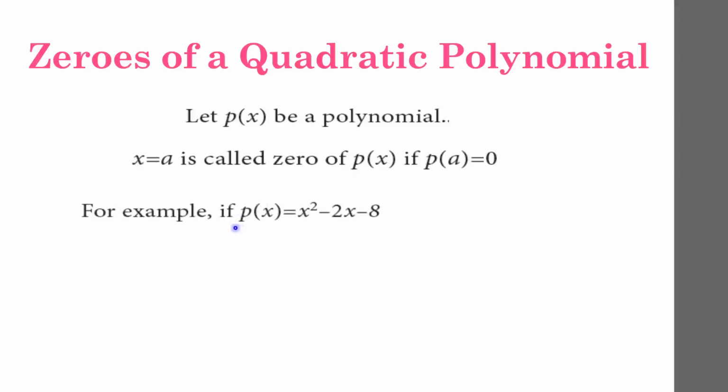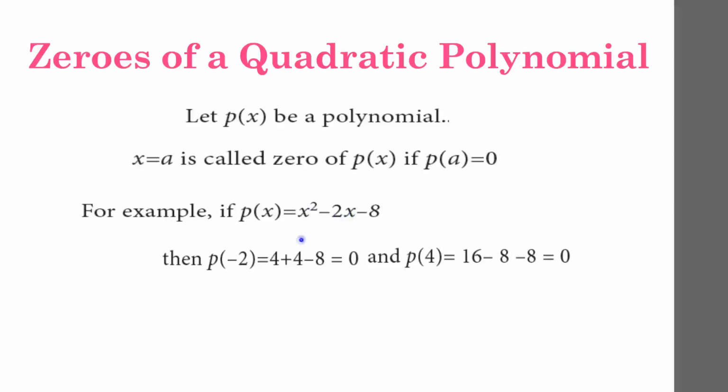For example, if p of x equal to x² − 2x − 8 is one polynomial, in that x we are going to substitute −2. At that time we will get (−2)², that is −2 into −2, and that answer is +4. Then −2 into x, for x you substitute −2, then minus into minus is plus, 2 into 2 means 4, then this −8. 4 plus 4 means 8, 8 minus 8 means 0. So if you substitute x equal to −2, we will get the answer 0.